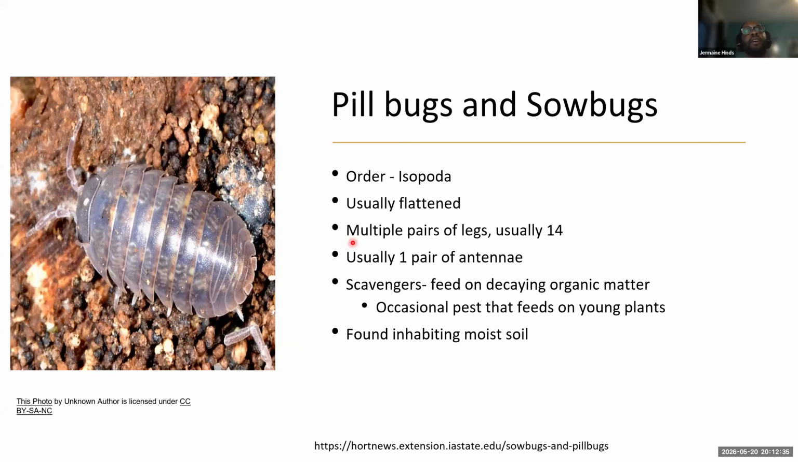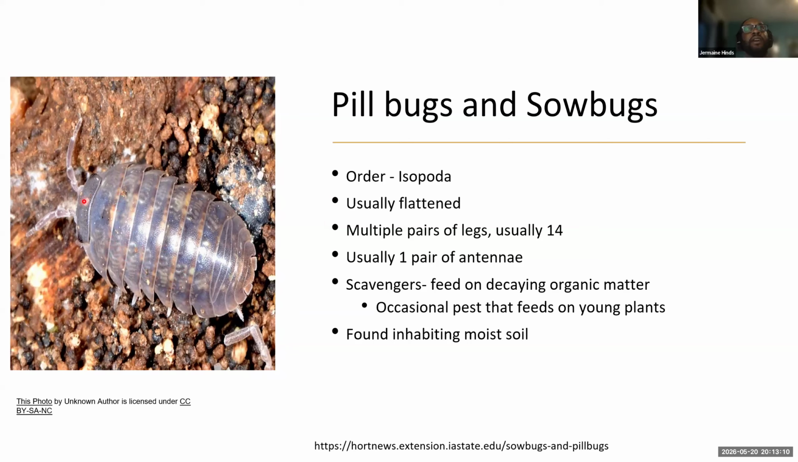These are non-insect. Remember, they don't follow that head, thorax, abdomen body plan. They have many more than six legs. The pill bugs and the sow bugs are in the order Isopoda. Iso means equal, poda means feet. It's Greek, so equal feet. These sow bugs are usually flat, and they live under rocks, in the soil. They have multiple pairs of legs, usually 14.